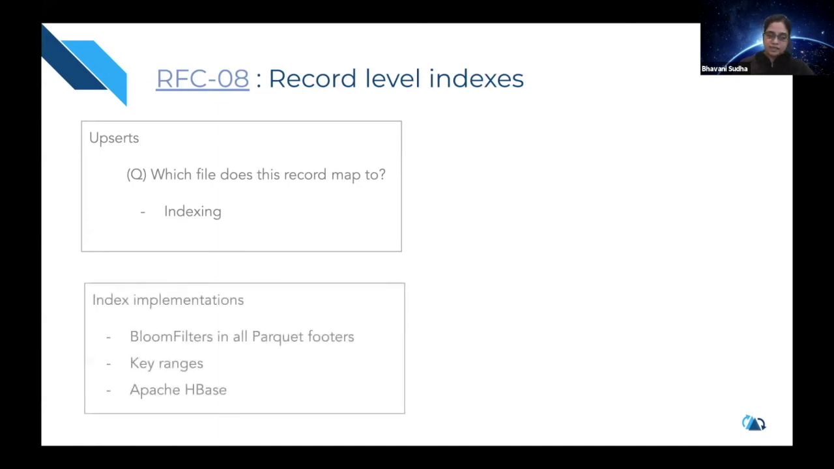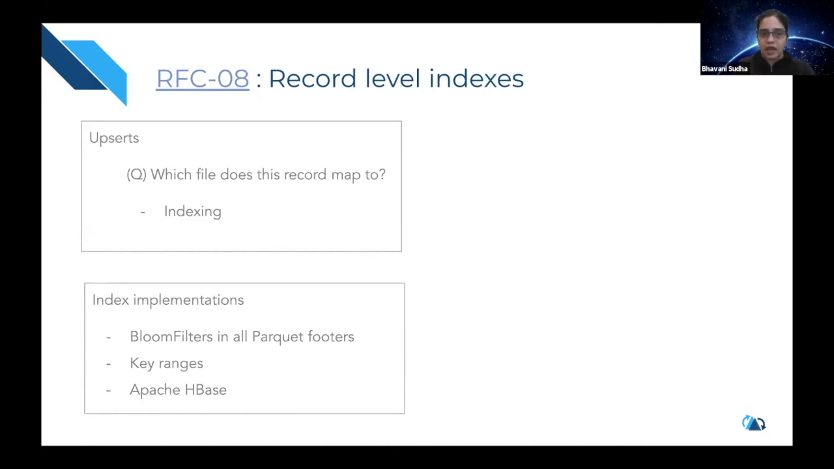We have existing index implementations like Bloom filters, key ranges, and an HBase implementation as well. Bloom filters are maintained in the Parquet data files' footer. But these come at a cost when we speak about really large data sets. For example, consider a non-partitioned Hoodie table where, for upserts to work, every Bloom filter in all the files has to be scanned to use the indexing. This can be really expensive.